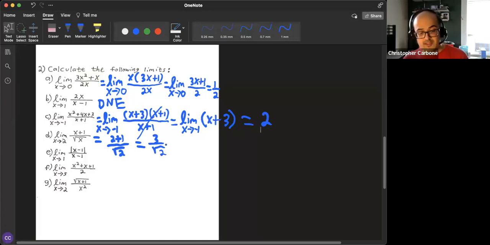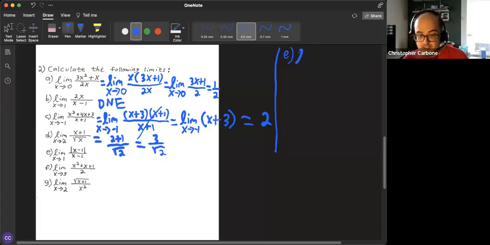For my fifth one, the limit as x approaches 1 of the absolute value of x minus 1 divided by x minus 1. So for that one, we do need to do actually a little bit of extra work here before we say what that one is. Since due to the absolute value, we have to separate out the left hand and right hand limits. So let's start with the left.